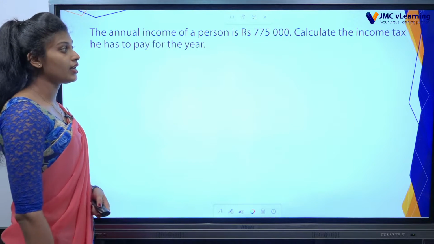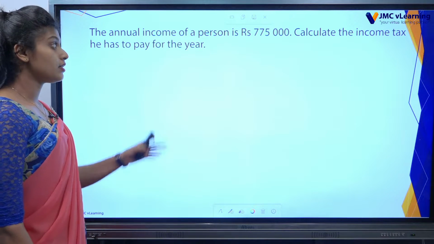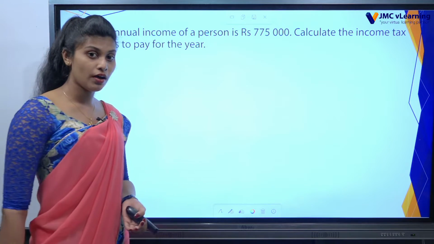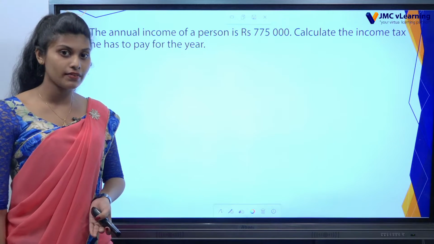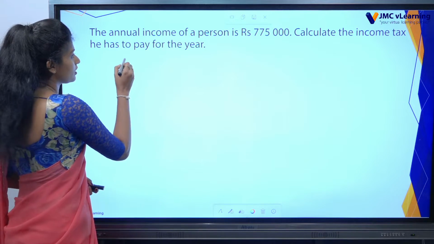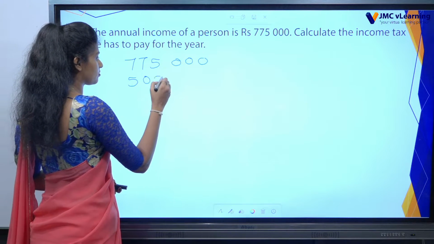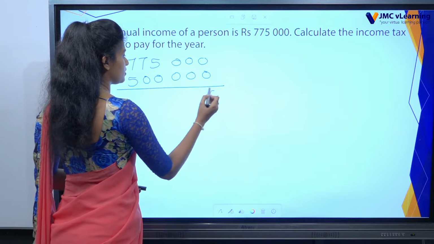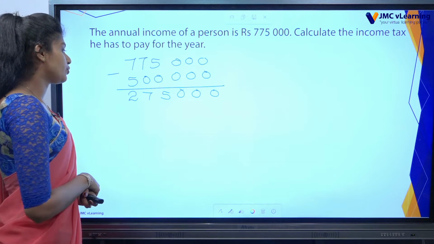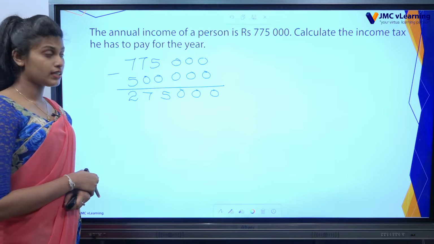775,000. Then calculate the income tax he has to pay for the year. 775,000 is more than the 5 lakhs. First, you have to subtract the 5 lakhs because the first 5 lakhs is free from the tax. So, 775,000 subtract 5 lakhs. 0, 0, 0, 5, 7, 2. Then 275,000. For that amount, they are taking the income tax.